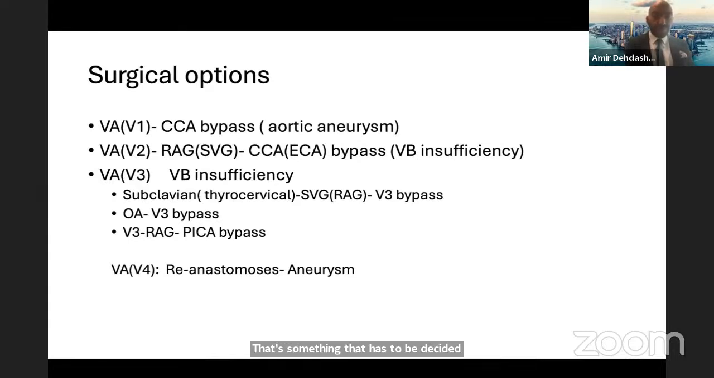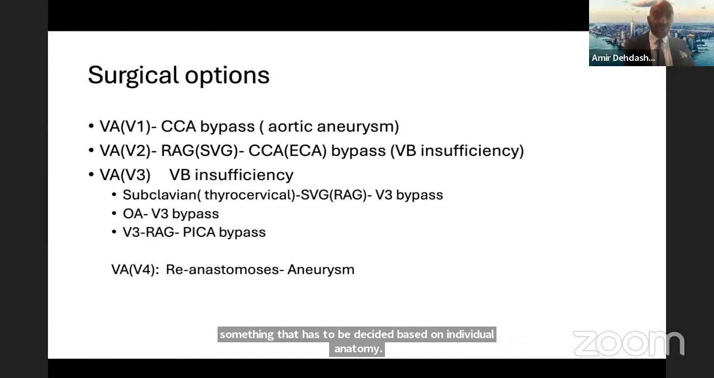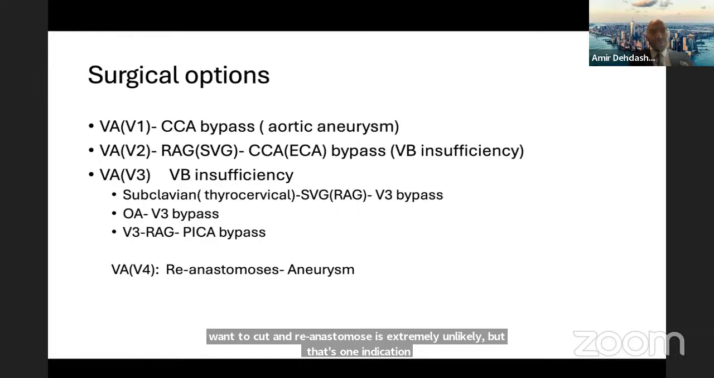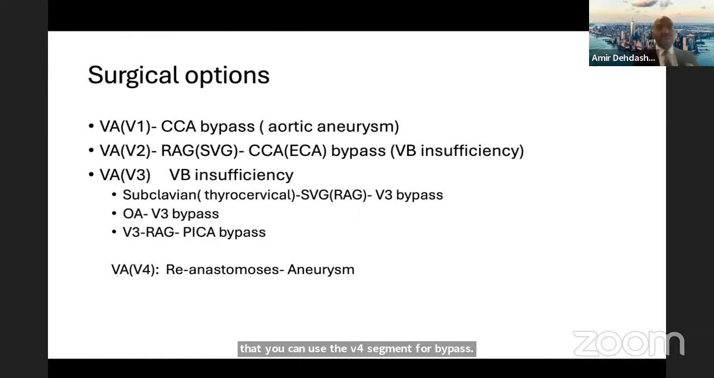And finally, V3 can be used as a donor for replacement of a PICA with, for instance, radial artery graft. Saphenous vein graft can be used too, but radial artery is better because it's a better match. And finally, when we get to the V4 segment anastomosis, the indication is rare. I would say only aneurysm in the V4 segment that you want to cut and re-anastomose is extremely unlikely, but that's one indication that you can use the V4 segment for bypass. So this is a good overview of all the bypasses that can happen on the vertebral artery.